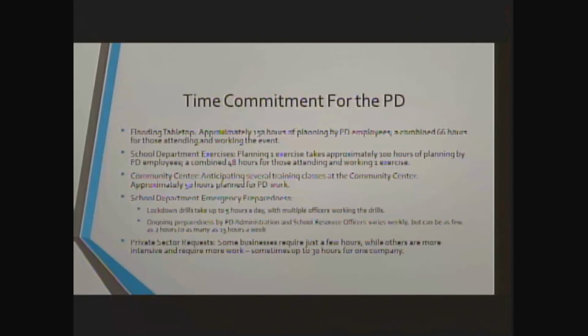The ongoing school department emergency preparedness, the lockdown drills that we do, take about 5 hours each day with multiple officers working the drills. This building alone, when we do it in the Volk Center, we have about 10 officers going through. And every week we're doing work with the school department. Some weeks it's as little as 2 hours, some weeks as much as 15 hours. In the private sector requests, some businesses require just a few hours. They just need somebody to come in, go over their plans, and they're good, while others are more work, sometimes up to 30 hours spread over a period of time.